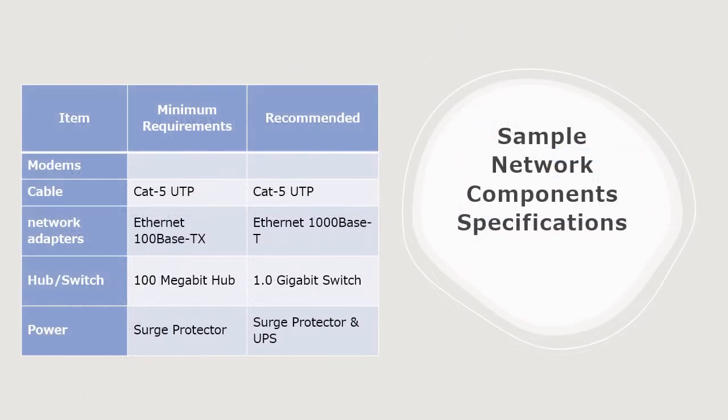And let me show you here sample network component specifications. The specifications will be discussed in week 4. So we have here the modems, cable, network adapters, the hub or the switch, and then the power. We will discuss more of this in our next topic.